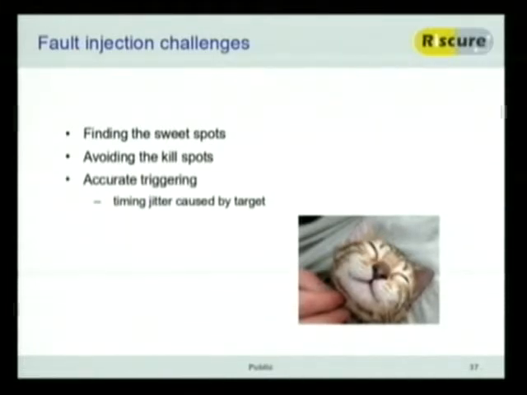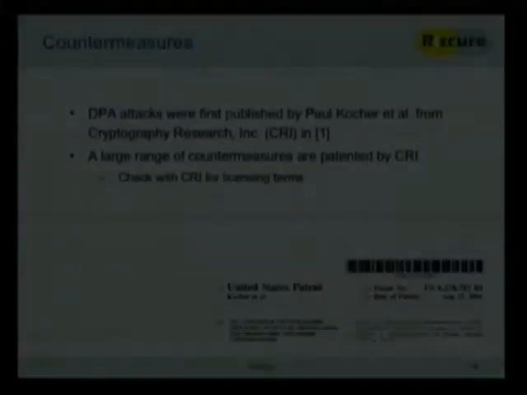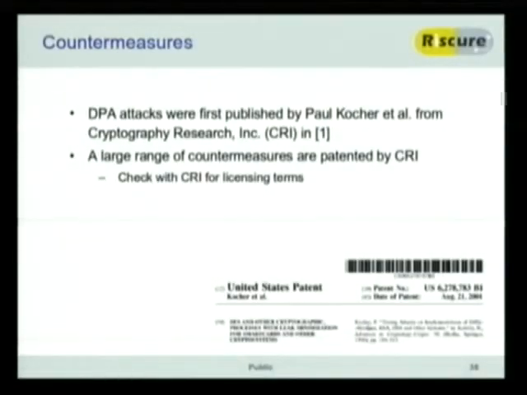Nowadays they all cause kind of timing jitter, so you need to really look at the signals there. Now, countermeasures to all these kind of things, I won't go into it in depth, but all the DPA attacks were first published by Paul Kocher from CRI, and they have patents for all these kind of things. So if you need to implement one of these things, you have to ask their permission.